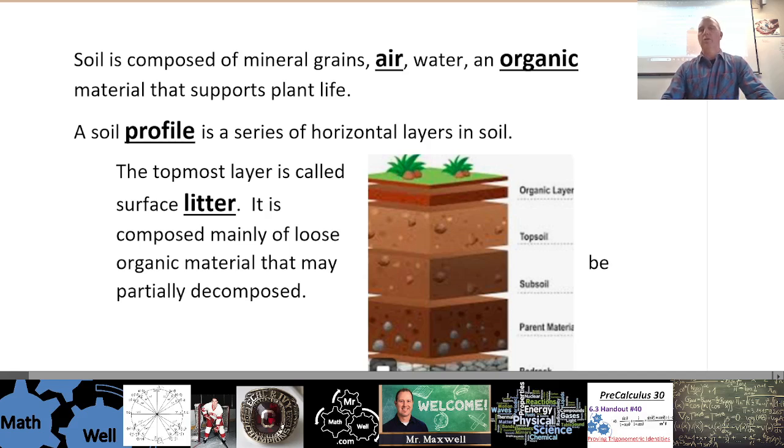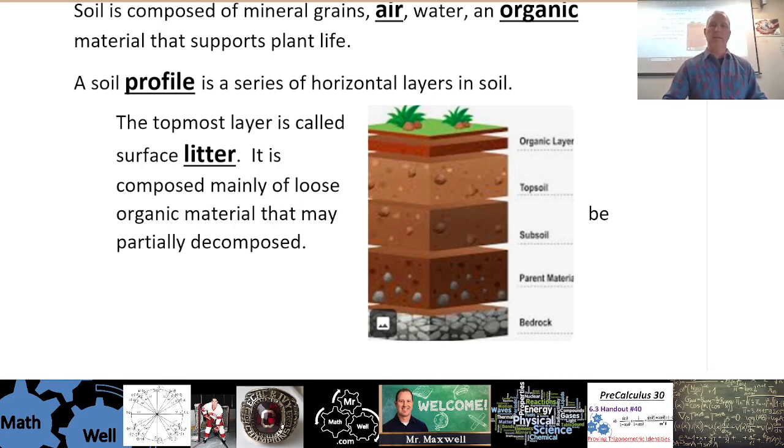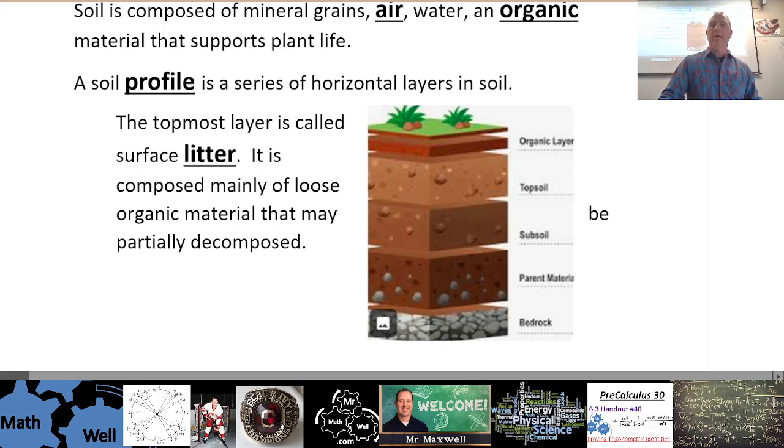So let's take a closer look at what the soil profile might look like. A soil profile is a series of horizontal layers in the soil. This is a picture that's very similar to the one in your book. I don't have the exact one, but this one's pretty similar. The topmost layer is called surface litter. Litter is the word we use for garbage and stuff, right? Surface litter would be organic garbage that gets thrown about, leaves and twigs and things like that. It's composed mainly of loose organic material that may be already partially decomposed.